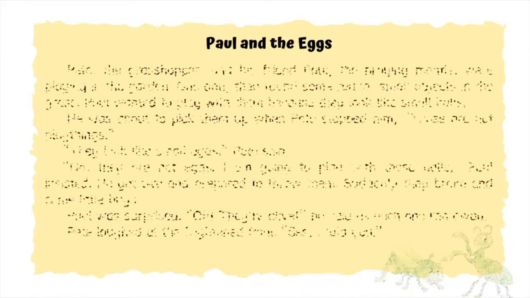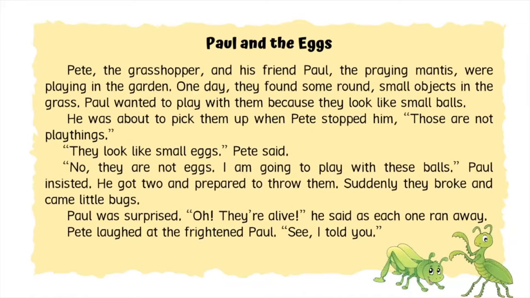Paul and the eggs. Pete the grasshopper and his friend Paul the praying mantis were playing in the garden. One day, they found some round small objects in the grass. Paul wanted to play with them because they looked like small balls. He was about to pick them up when Pete stopped him. "Those are not playthings. They look like small eggs," Pete said. "No, they are not eggs. I am going to play with these balls," Paul insisted. He got 2 and prepared to throw them. Suddenly, they broke and little bugs came out. Paul was surprised. "Oh, they are alive," he said as each one ran away. Pete laughed at the frightened Paul. "See, I told you."